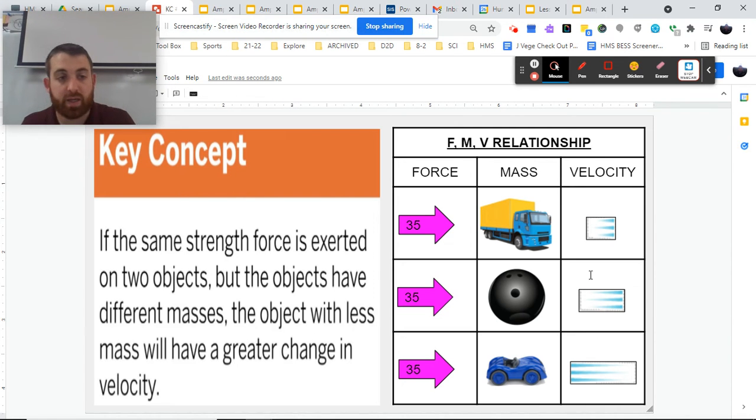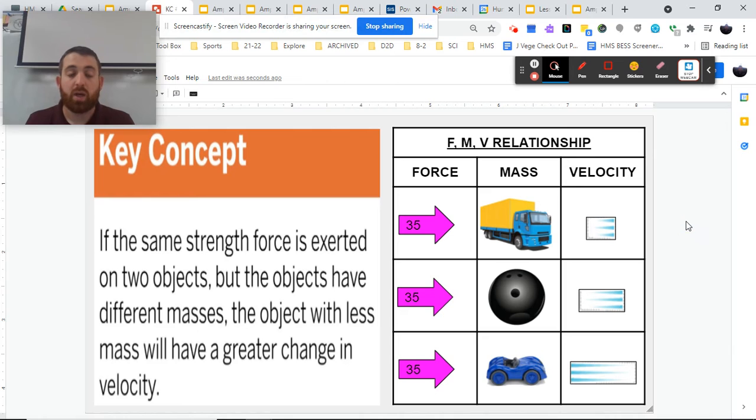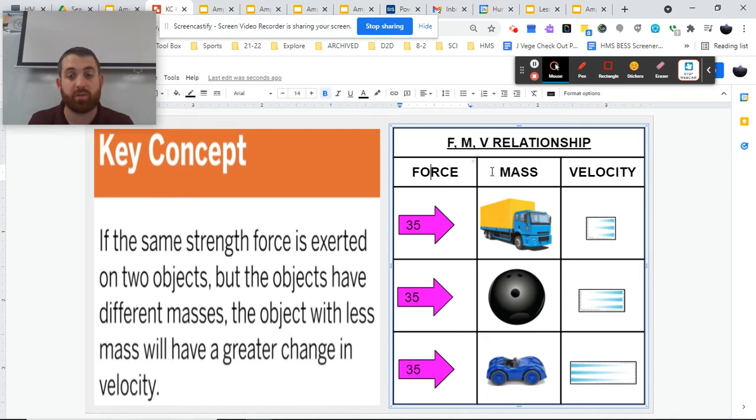And today we're going to be looking at a key concept that we are going to be focusing on to help us not only understand this relationship between force, mass, and velocity, but also to help us apply this idea to any other situation we encounter or any other question that might come up as we look to understand how these three concepts, force, mass, and velocity, interact with one another.